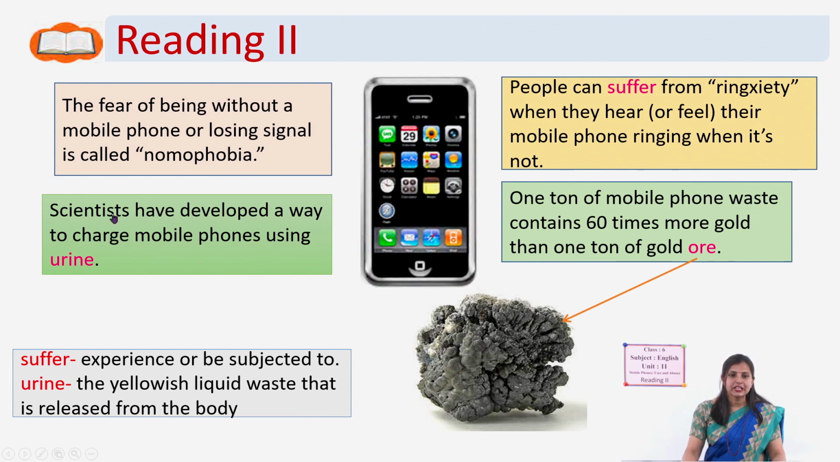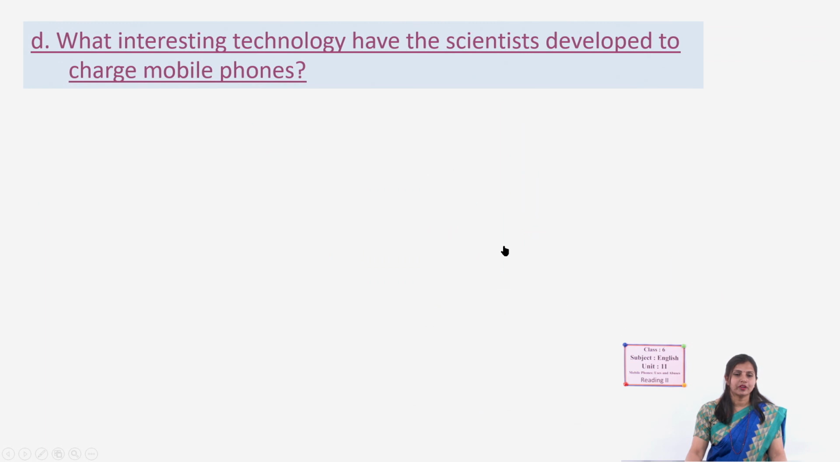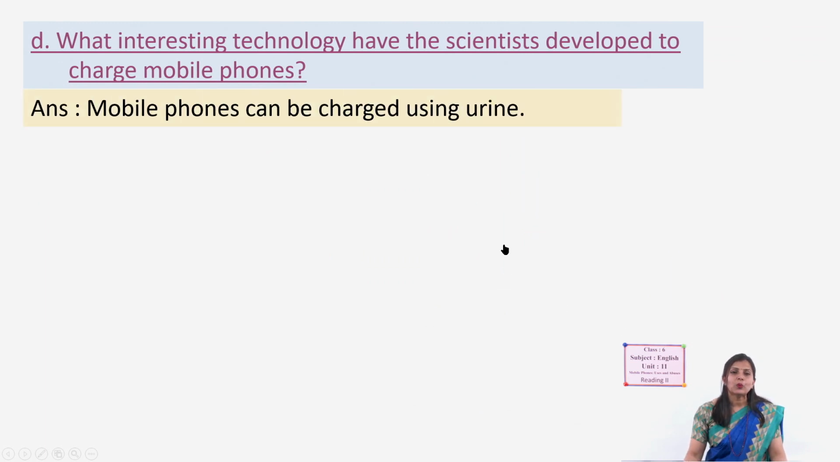And the interesting technology is, scientists have developed a way to charge mobile phones using urine. Yes, so that's the interesting one. In fact, very interesting. Mobile phones can be charged using urine. Okay, so you have to write in the way, scientists have developed a technology by which mobile phones can be charged using urine. Can you write like that?